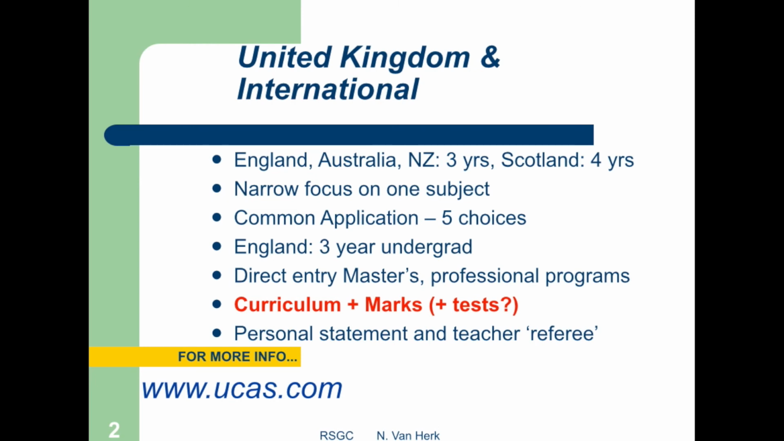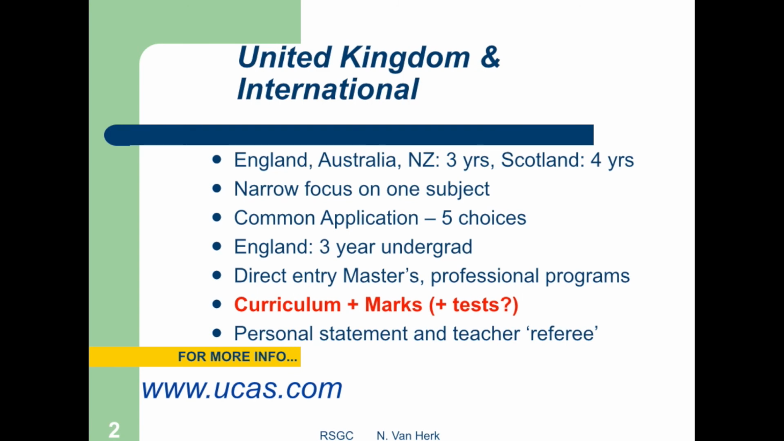Applying to the UK is really straightforward. It's a common application through UCAS. You can see the link at the bottom of the page. You have 5 choices on the application, but they're all for the same program. So you can't apply to history at one school and English at another and philosophy at another, because you write one statement that goes to all the schools you apply to.